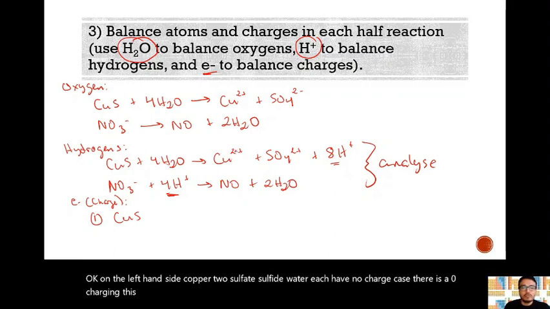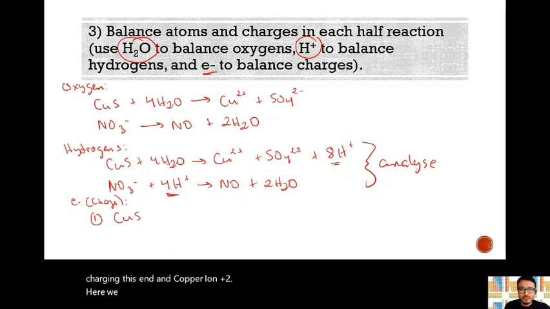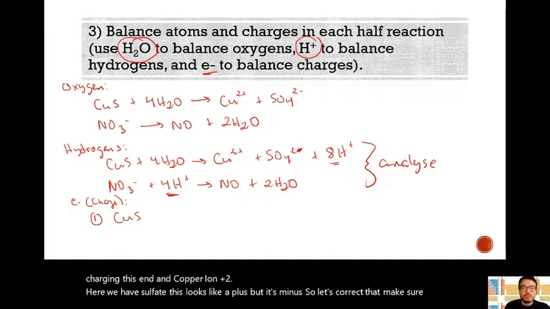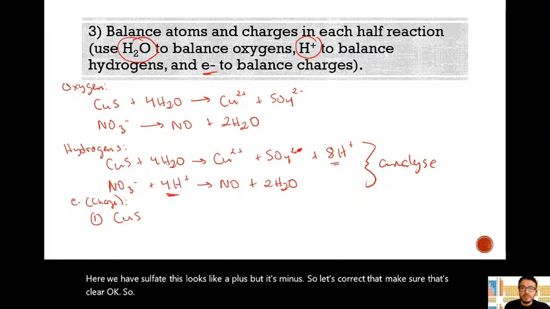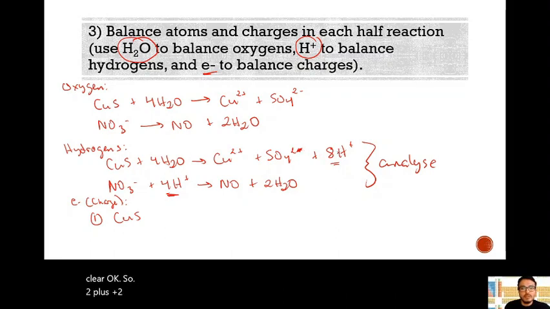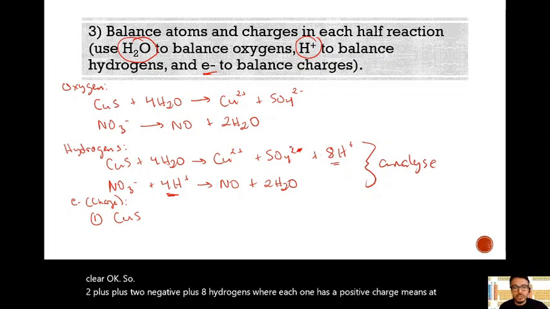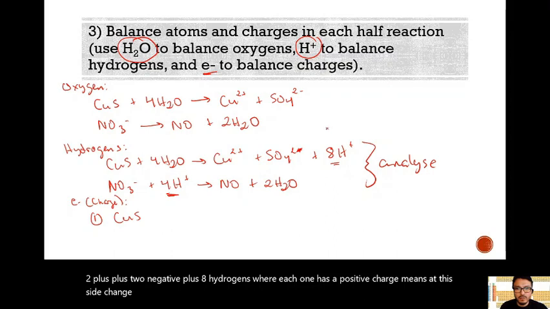And copper ion plus 2, here we have sulfate. This looks like a plus, but it's minus. So let's correct that, make sure that's clear. Okay, so 2 plus 2 negative plus 8 hydrogens, where each one has a positive charge, means that this side, change the color of the pen here. Now let's eraser.